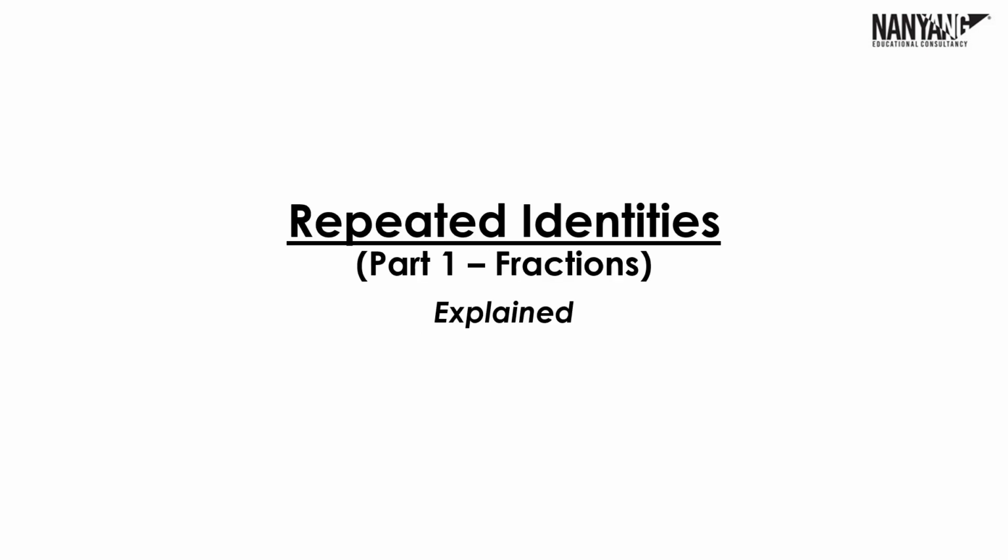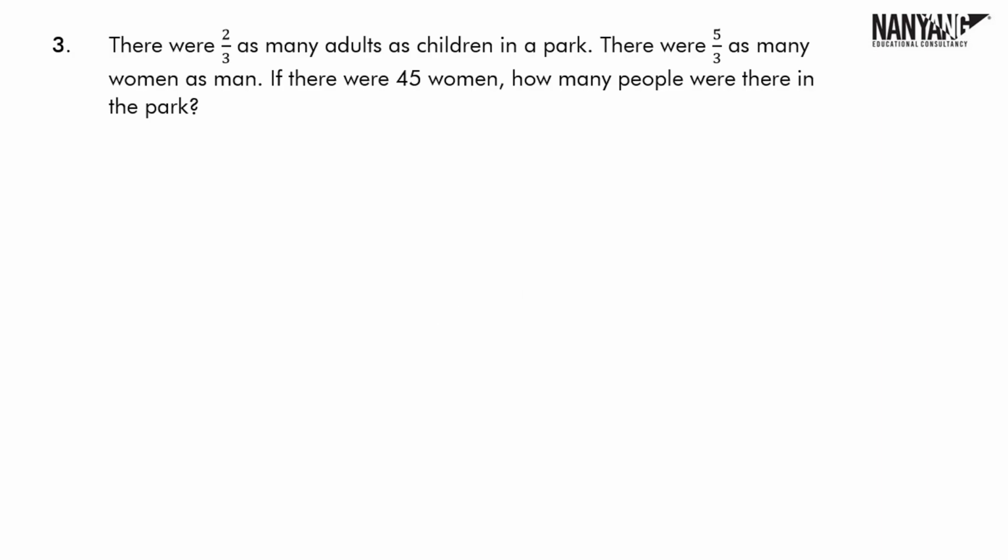Now, let's try a more difficult question. There were 2/3 as many adults as children in the park. There were 5 out of 3 as many women as men. If there were 45 women, how many people were there in the park? Feel free to pause the video and attempt the question first. You can resume once you're ready.